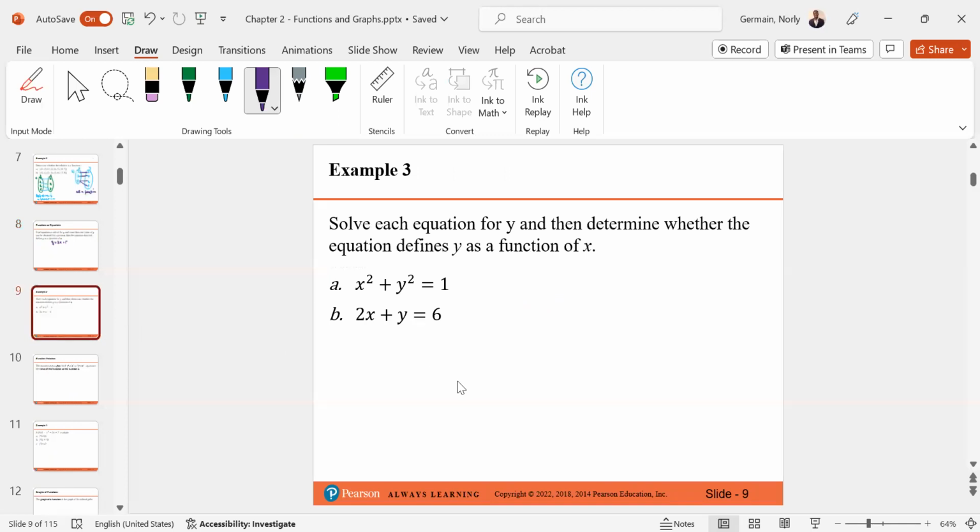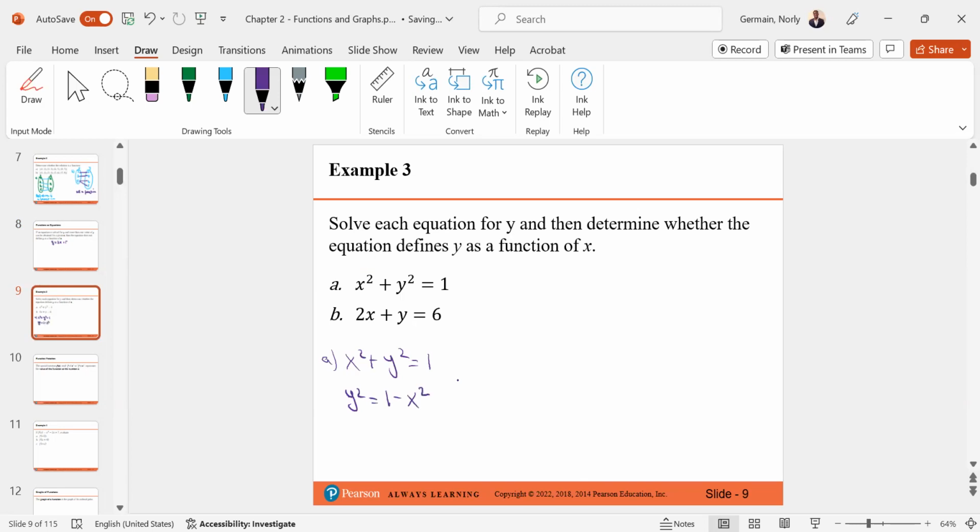Yep, right there. We said solve each equation for y and then determine whether the equation defines y as a function of x. Look at the first one. We have x squared plus y squared equals 1. First of all, what you need to do is solve for y. If we subtract x squared from both sides, y squared would be 1 minus x squared.